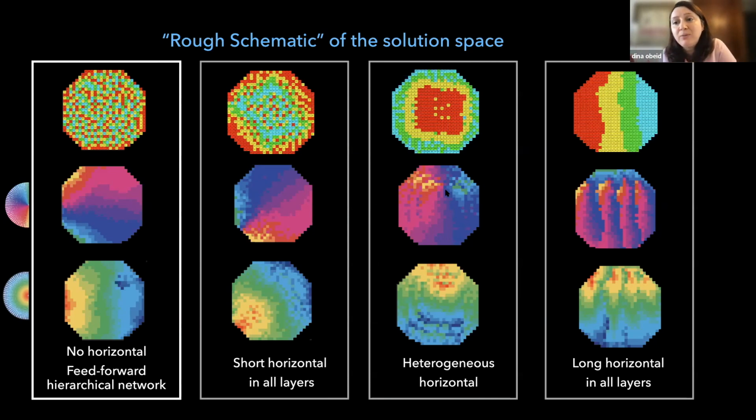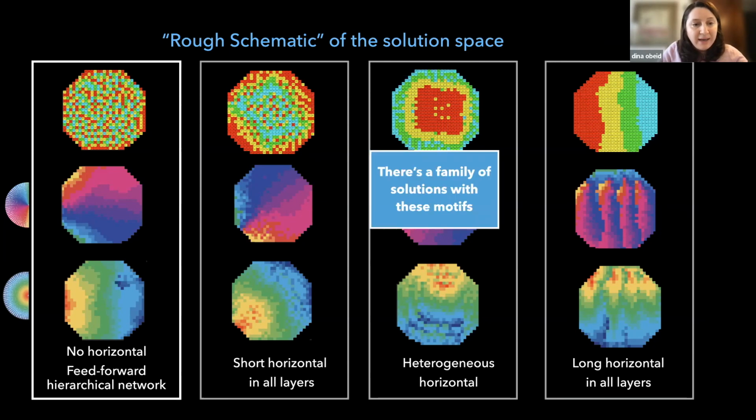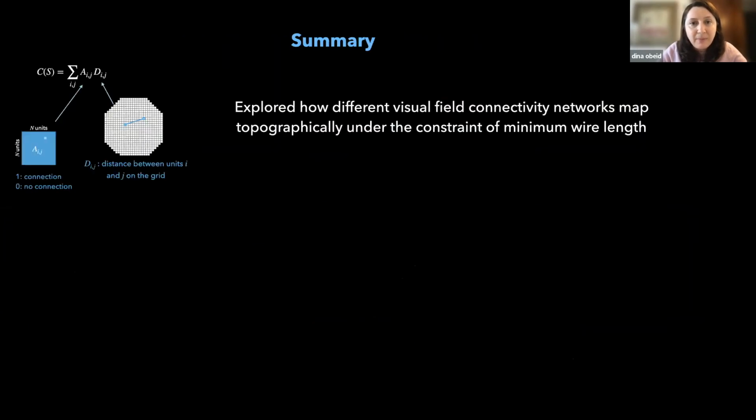But if you go to the extreme where every layer has a long horizontal connection compared to its feedforward, compared to its length, then you have what you want, in the sense that if you want each layer in the network to correspond to a topographic area, or to a brain area, then you have it. But those retinotopies are non-biological. So I repeat that there's a family of solutions with these motifs.